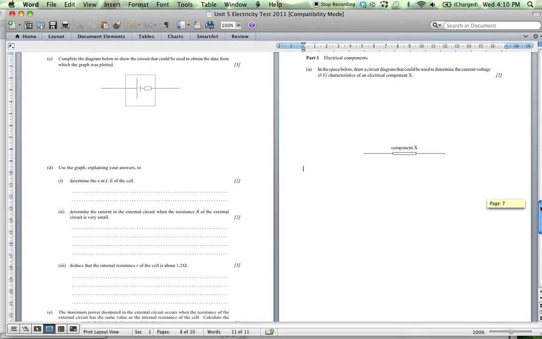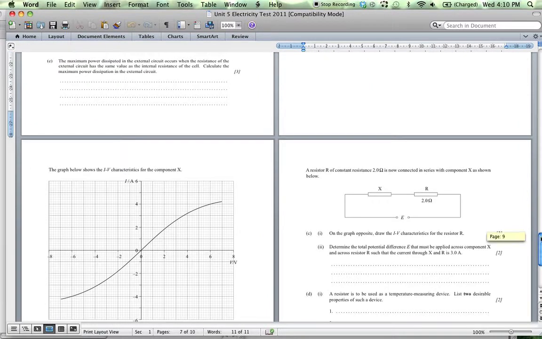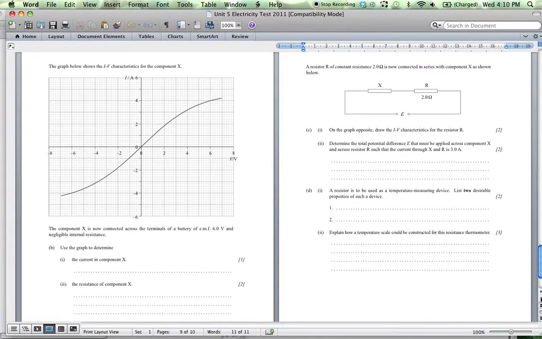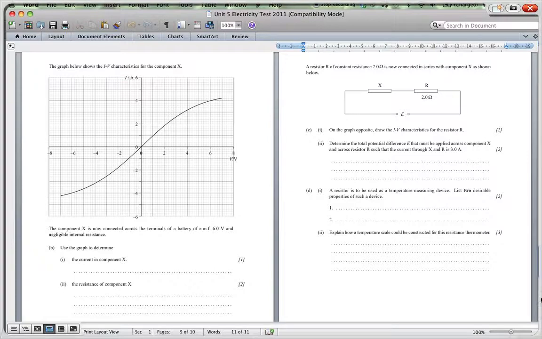We're now going to move on to the second part. And we've got the graph below. It shows the IV characteristics for component X. You can see that this is not an ohmic conductor because it's not a straight line going through the origin. So it says the component X is now connected across the terminals of a battery of EMF 6 volts and negligible internal resistance. That means that there would be a 6 volt potential difference across this component. There would be no energy loss due to internal resistance.